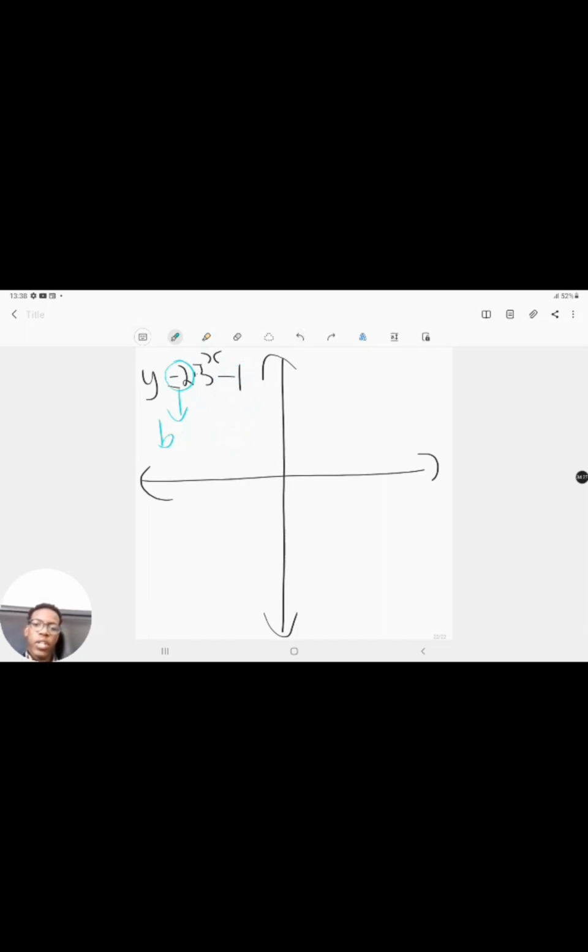B is equal to 2 and c is equal to -1. Now you will tell me that, okay, my original graph would have been 3 to the power of x. That would have been my original graph, right? And 3 to the power of x, if I should sketch it, would pass through there somewhere, and that there would be 0 and 1.